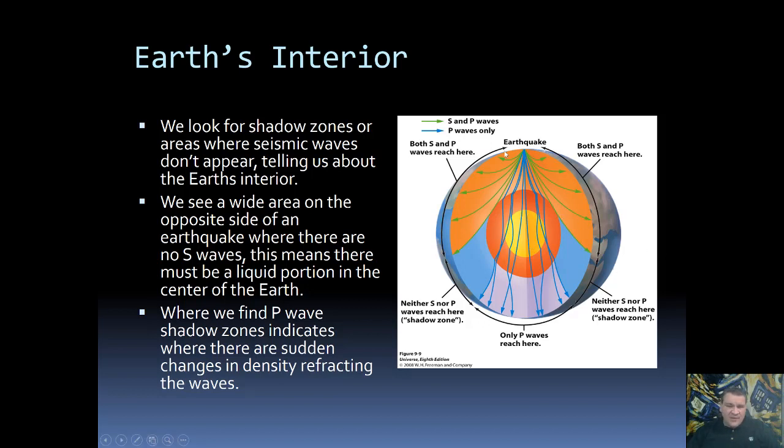When we look at the S waves, so in this image, the green are the S waves, there's a huge gap that covers almost half of the Earth. This indicates that the S waves are being completely blocked. Well, the only thing that we know of that can completely block S waves is a region that is not a solid. Remember, S waves only travel through solids. So this indicates that there's also a liquid layer within the interior of the Earth.